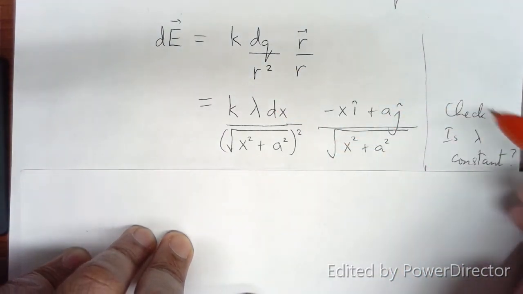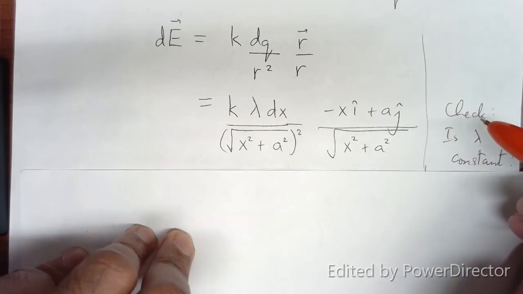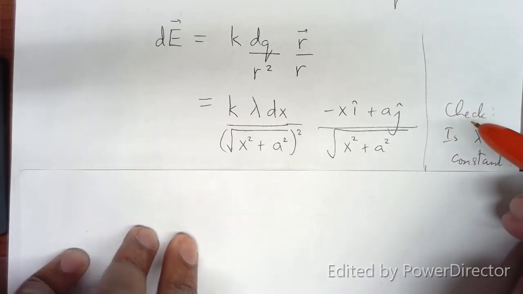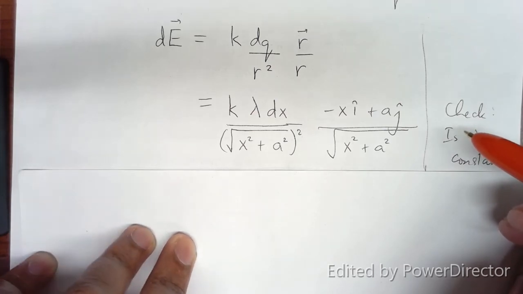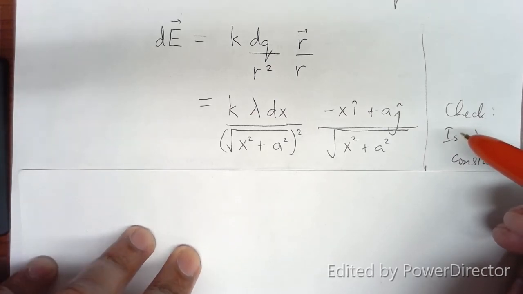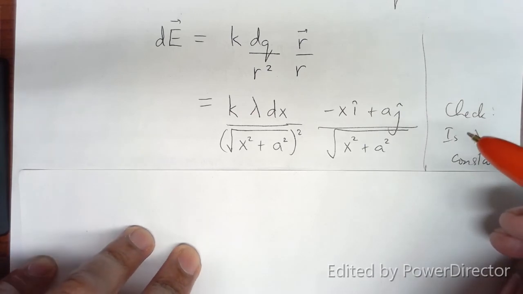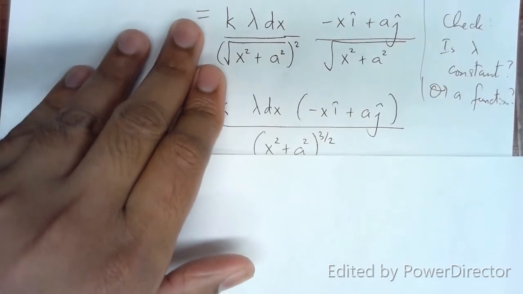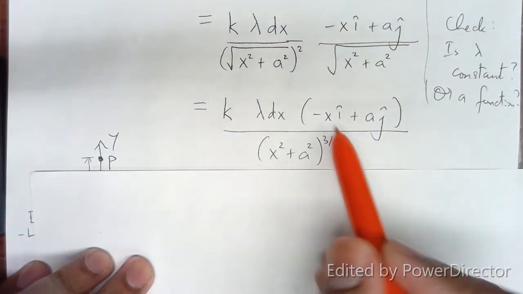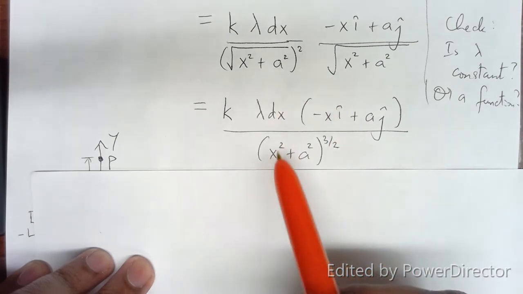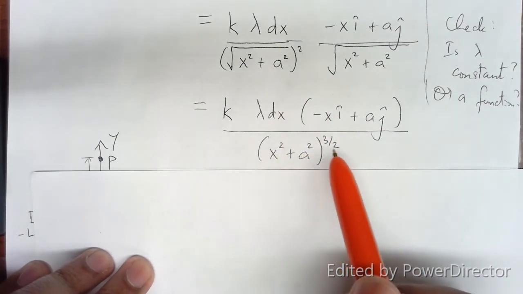One thing to check is, is lambda constant? In this particular problem, lambda was constant because we were told the charge was uniformly spread, but in general, lambda could be a function of x or y, or whichever variable you're considering, and that is something to keep track of. We simplify this, gather together like terms, and the denominator simplifies to x squared plus a squared raised to 3/2.